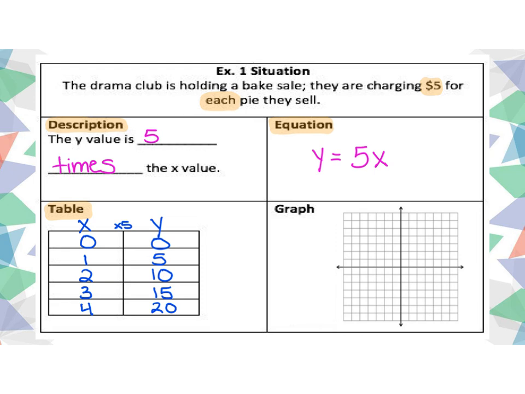The last step in Four Corners is to create a graph. So we will write a scale for our graph. I'm going to go by ones on my x-axis and by fives on my y-axis.